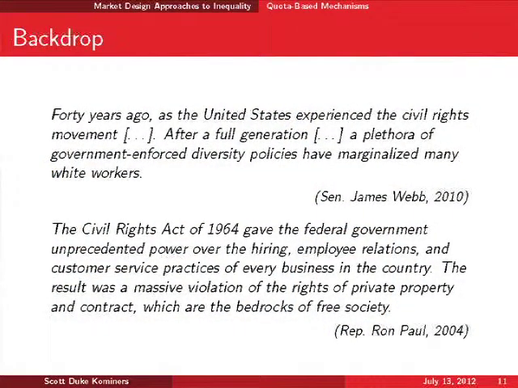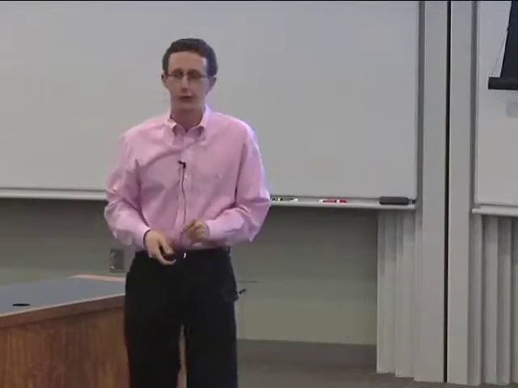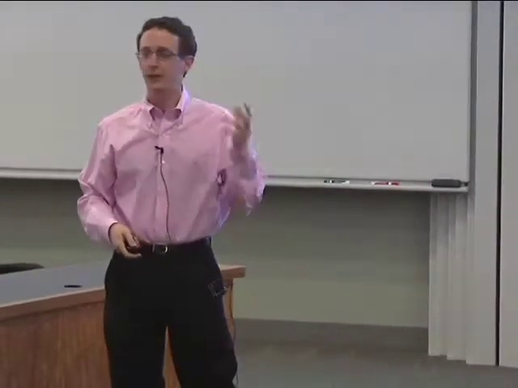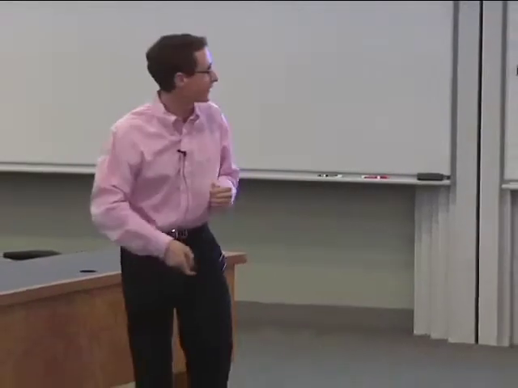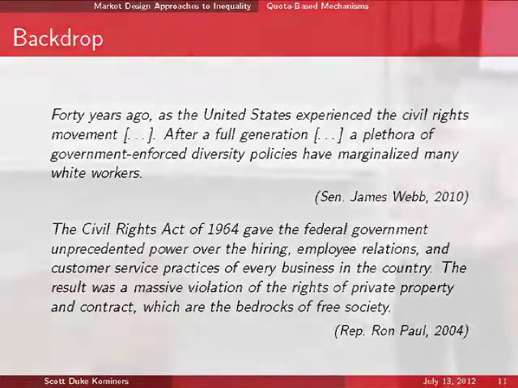James Webb, 40 years ago, as the United States experienced the civil rights movement: After a full generation, a plethora of government-enforced diversity policies have marginalized many white workers. The Civil Rights Act of 1964 gave the federal government unprecedented power. This is Ron Paul as the one opposition vote in the act, to commemorate the 40-year anniversary of the Civil Rights Act of 1964: The result was a massive violation of the rights of private property and contract, which are the bedrocks of free society. Aren't we glad we have that to know? Okay.